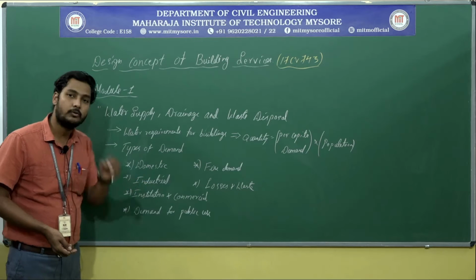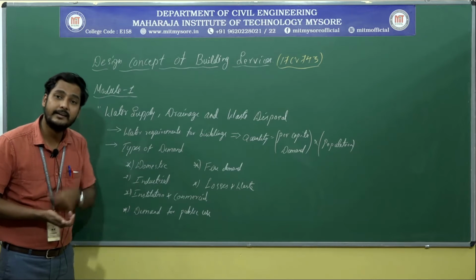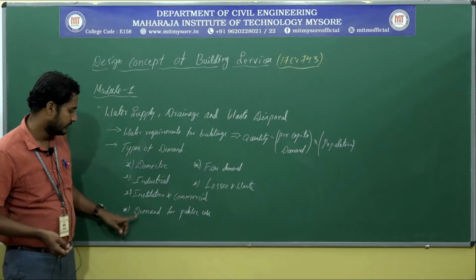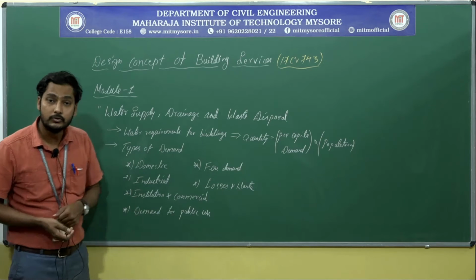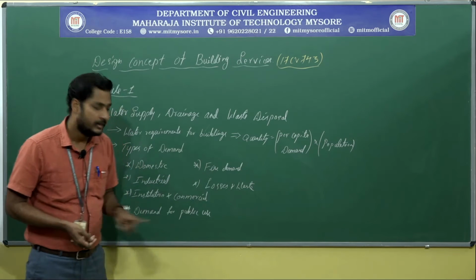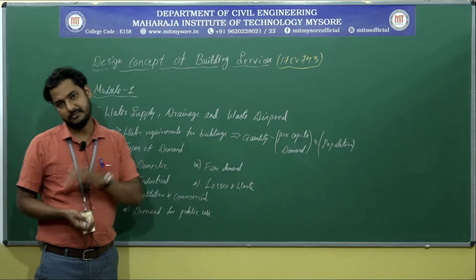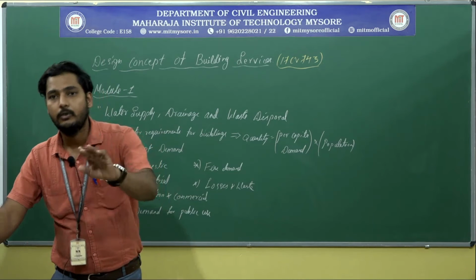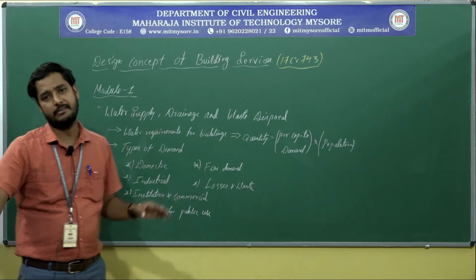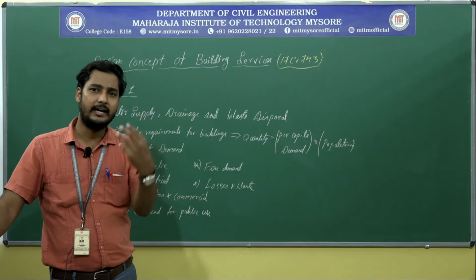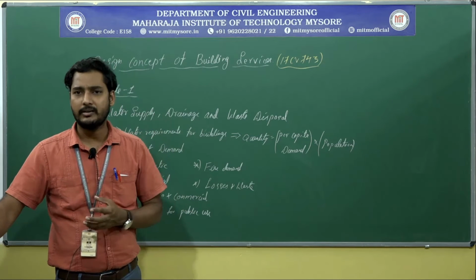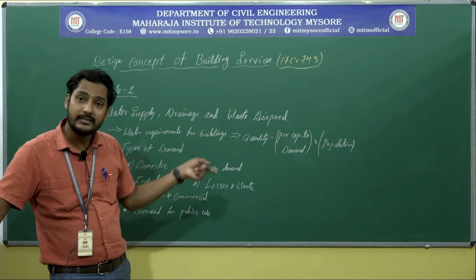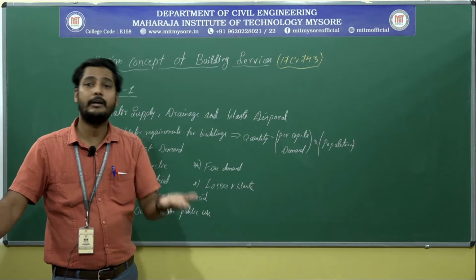The second is industrial demand. The third is institutional and commercial demand. The fourth is demand for public use. The fifth is fire demand. And lastly, losses and wastes. These are the basic types of water demand in our day-to-day activities. From a simple township to a metropolitan city, these requirements are compulsory, but their extent may vary.